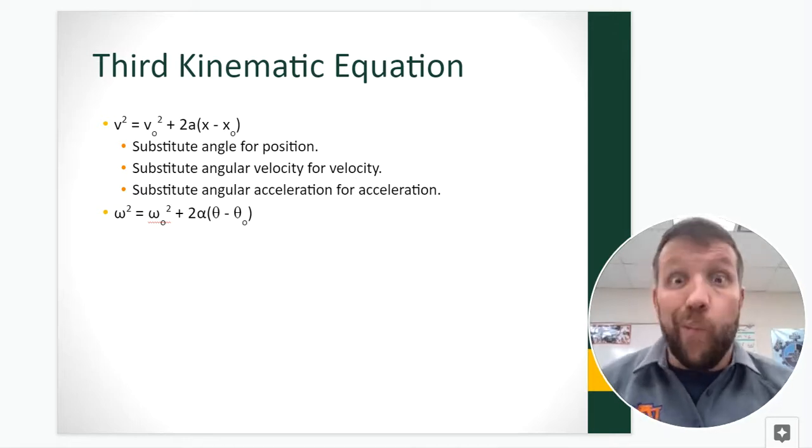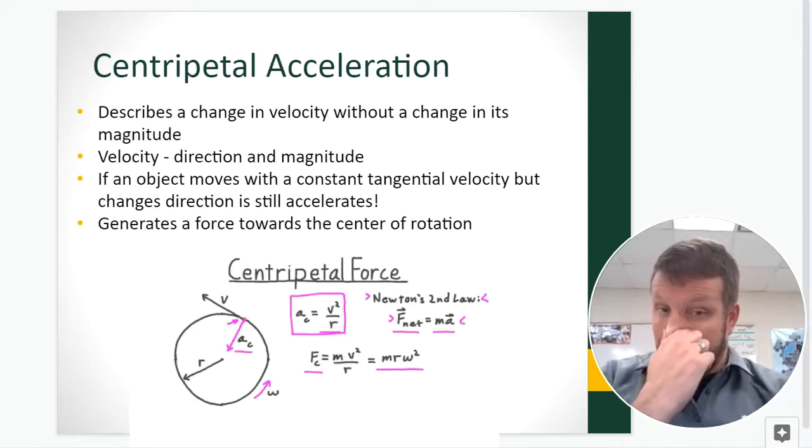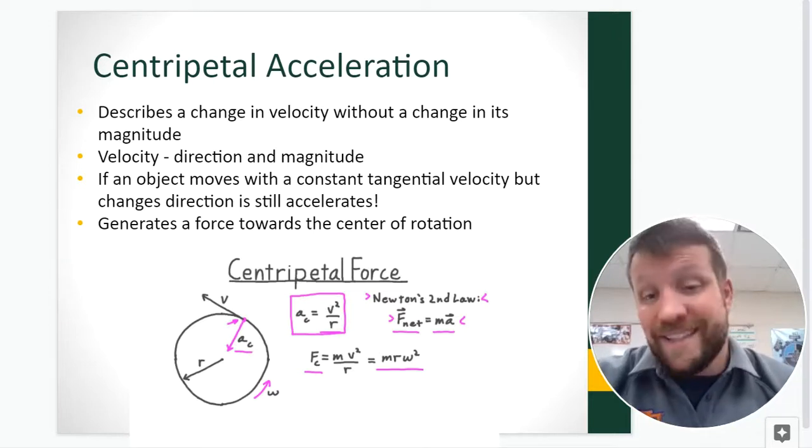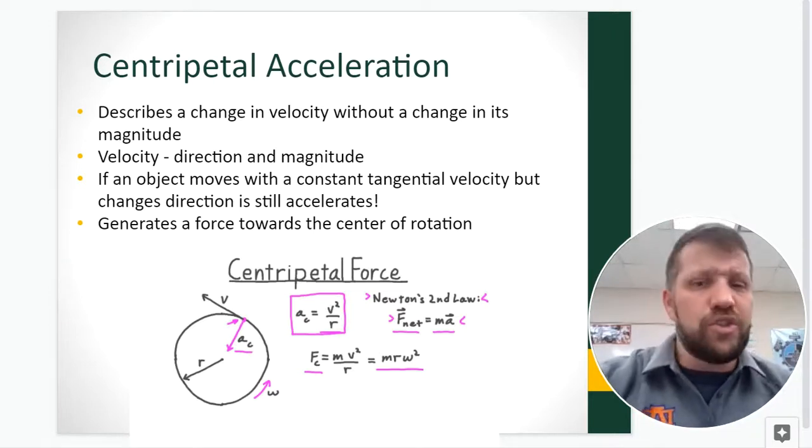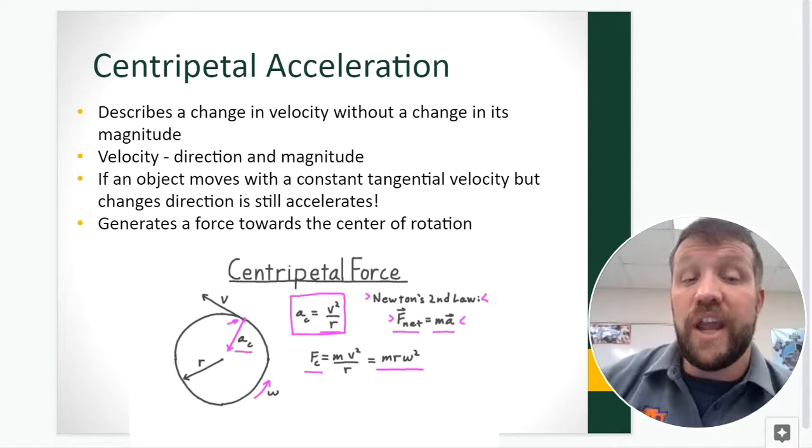It's time to start to understand why that happens, okay? So we have something known as a centripetal acceleration. That's where we're going to start. This describes a change in velocity without a change in its magnitude.